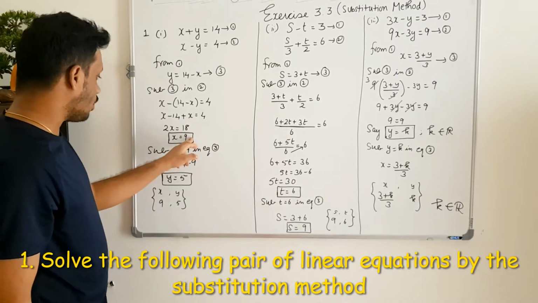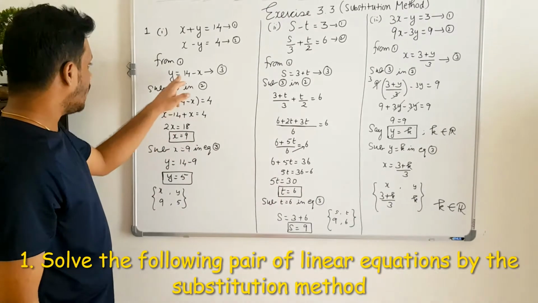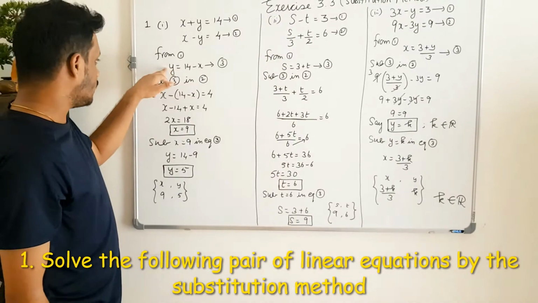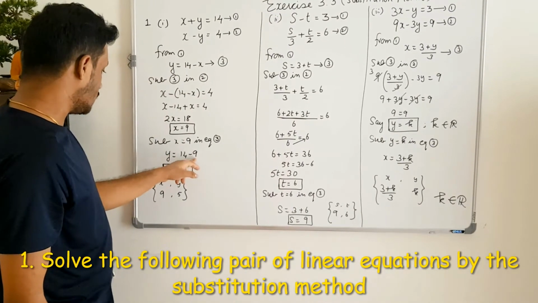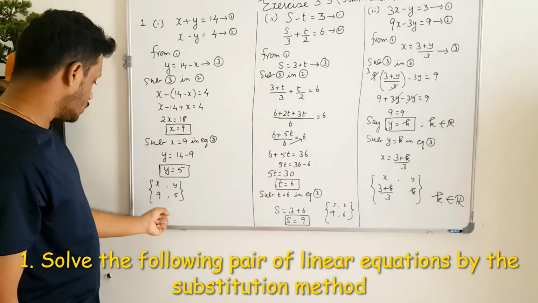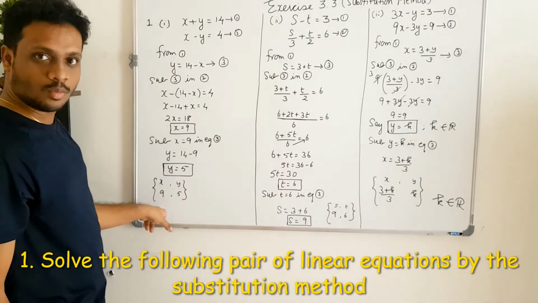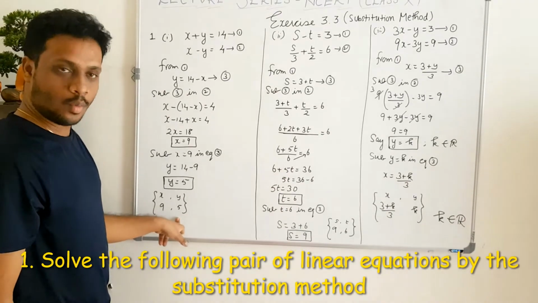Next, since I already got one of my variables as 9, in the third equation I directly see if I substitute the x value, I will get my y value. So if I substitute x as 9 in the third equation, I will get y as 5. Therefore the solution is 9, 5. As we saw, it is a unique solution type. So you got one value for x and one value for y.